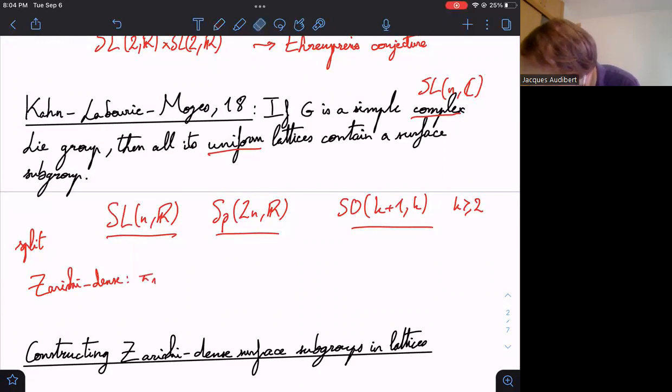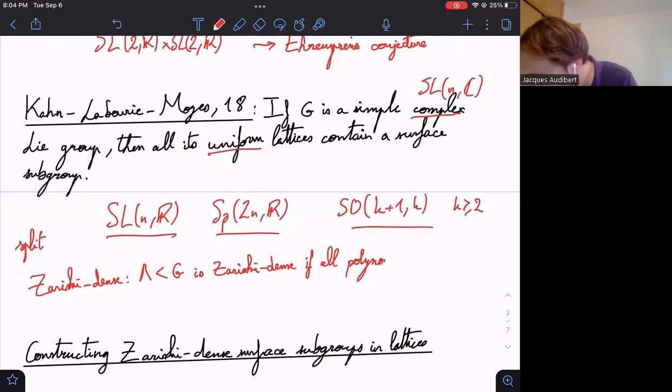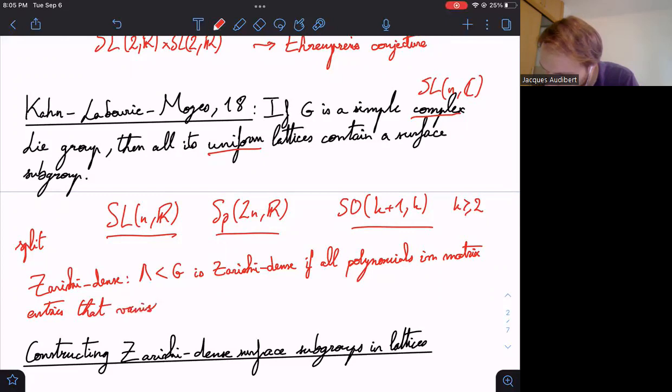So okay, let's say I have a group which I'll call lambda in G. We'll say that it is Zariski dense if all polynomials in matrix entries, so elements in G are considered as matrices, all polynomials that vanish on lambda vanish on G. So this says that from the point of view of polynomials, lambda and G cannot be distinguished. Like lambda is dense in G, but for the polynomials.